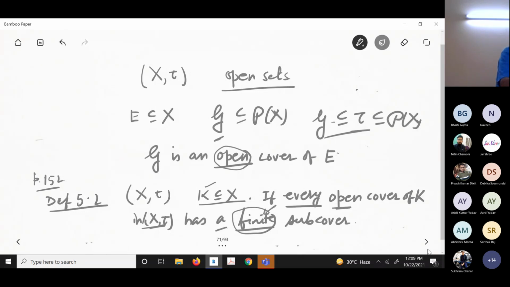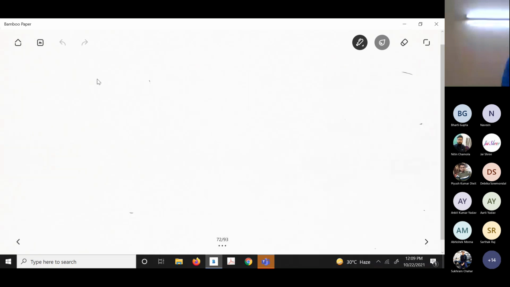Now the empty set: if I take K equal to empty, then obviously every cover has a finite subcover because you have nothing to prove. It is trivially compact. But on the other hand, if you take any finite set, suppose you have this example 2, (X, tau), and you have a finite set. Suppose you have this.